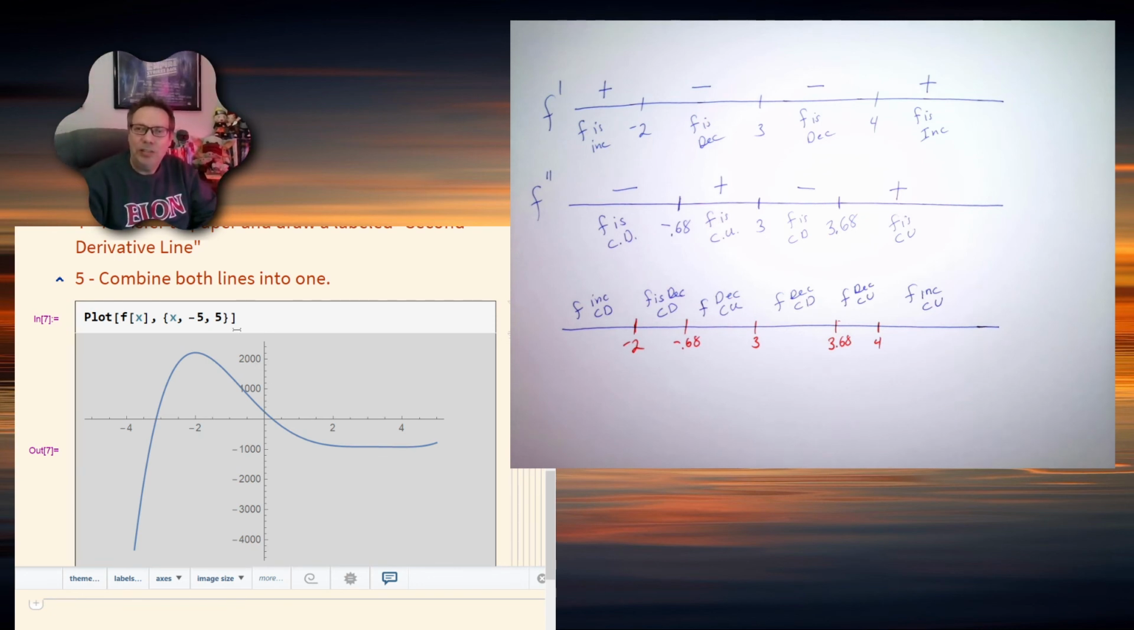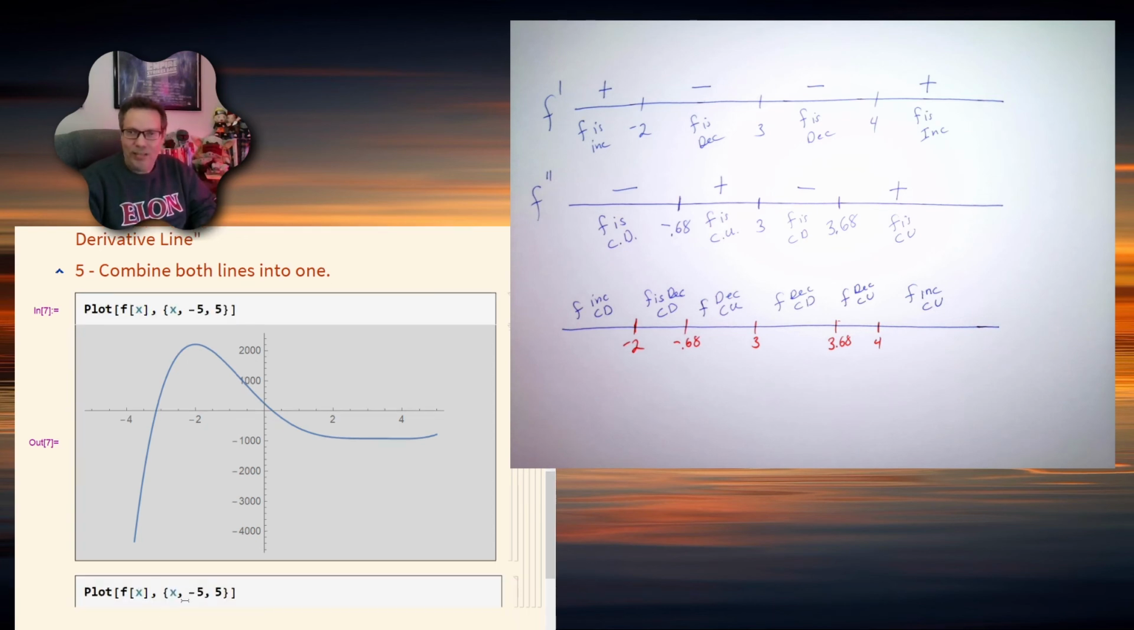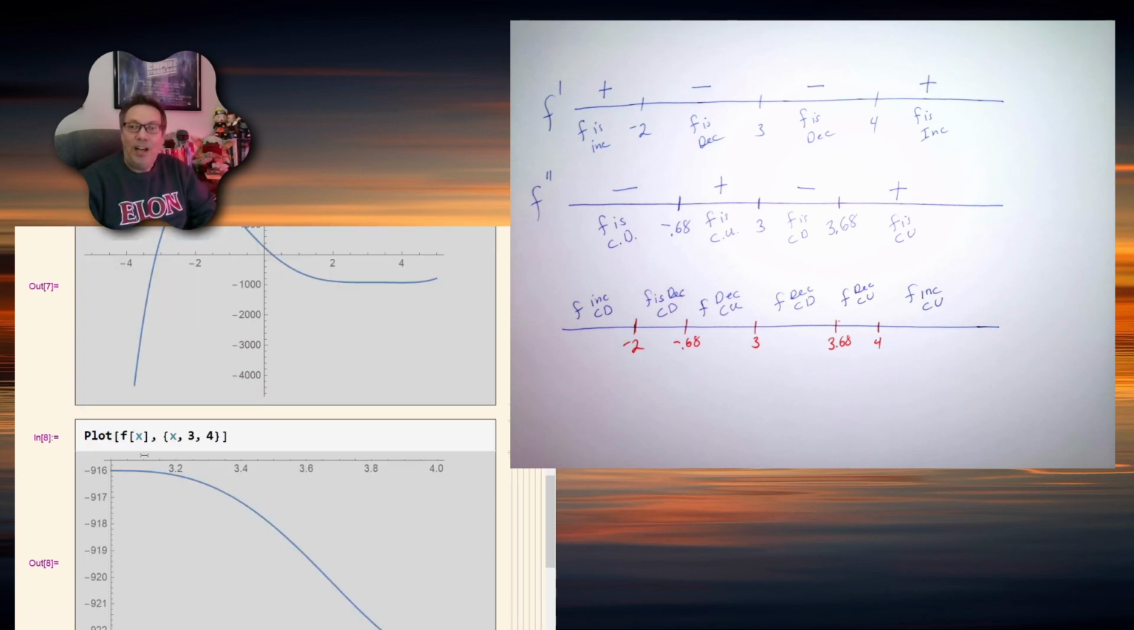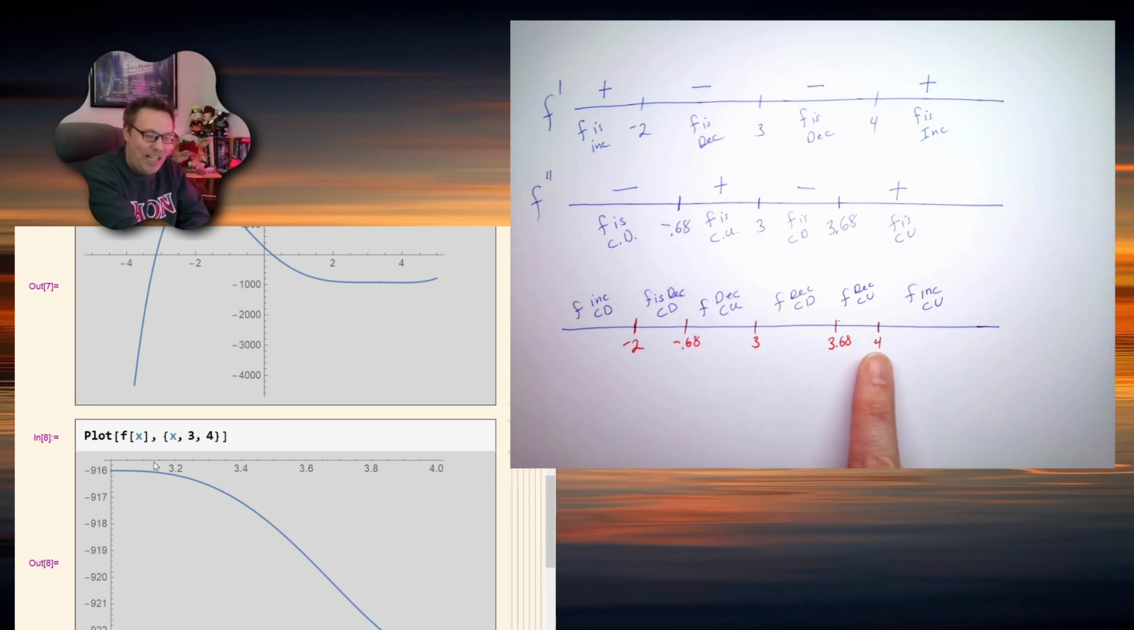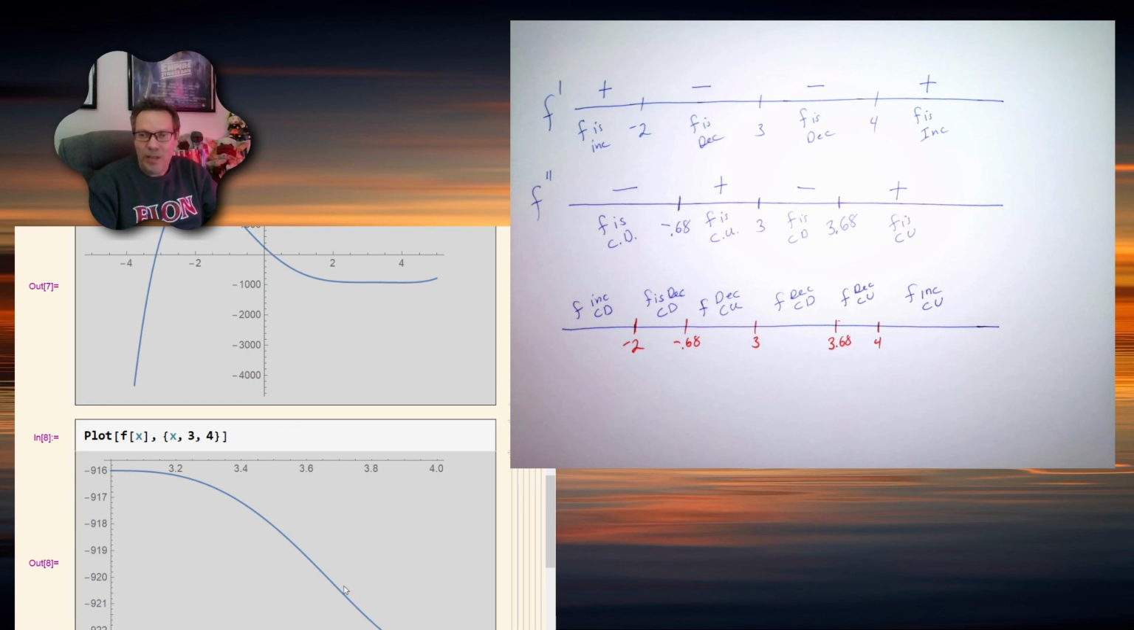So what I'm going to do is copy this. I'll paste it down here, and I'm going to go from 3 to 4. And let's see what's happening between 3 and 4. It's supposed to be decreasing concave down, and then decreasing concave up. And that's exactly what we see: decreasing concave down, decreasing concave up, and that inflection point is at approximately 3.68.